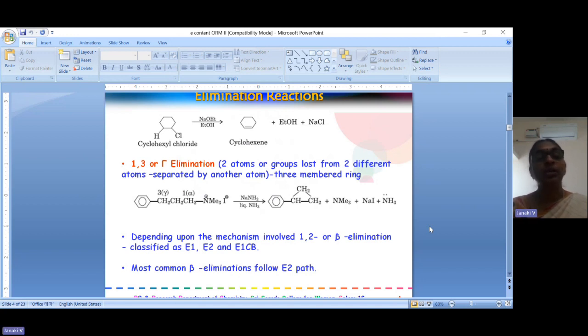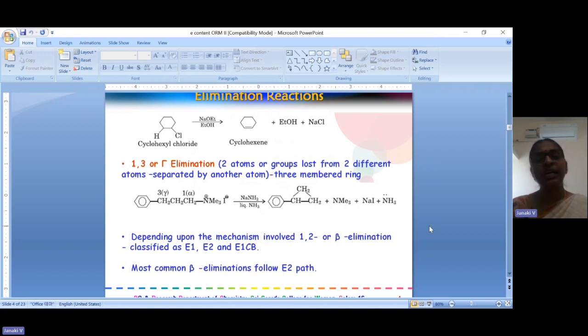The next one is 1,3 or gamma elimination. The two atoms or groups are lost from two different atoms, and these atoms are separated by another atom, forming a three-membered ring. Here we can see a quaternary ammonium iodide on treatment with sodamide in the presence of liquid ammonia forms a three-membered ring. Cyclopropanes are generally formed in this reaction.